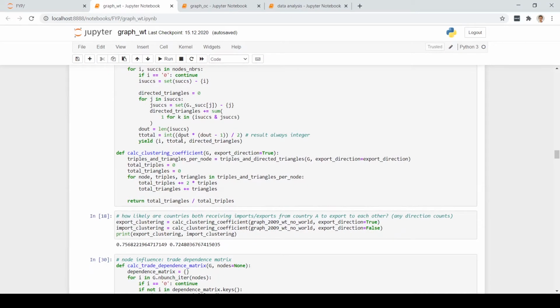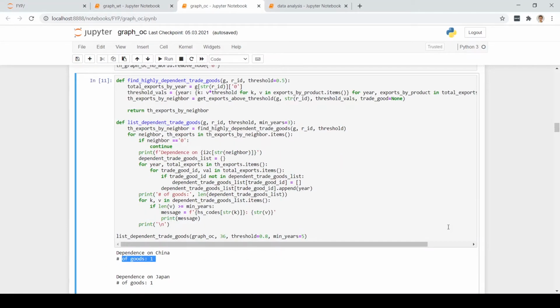The clustering of nodes is also considered. Clustering is effectively: if node A and node B are both receiving imports or exports from node C, what is the probability that node A and node B trade amongst themselves? So in this case, we see that when node A and B both receive exports from node C, there's a 0.75 chance of node A and B trading with each other, and the second value is for imports from node C.